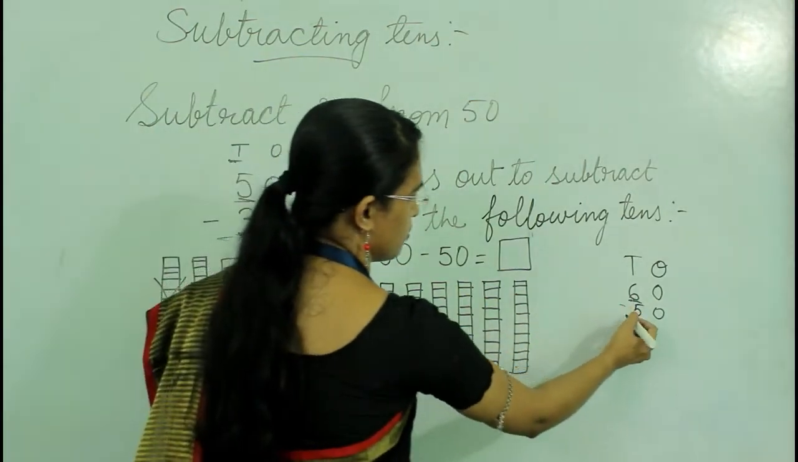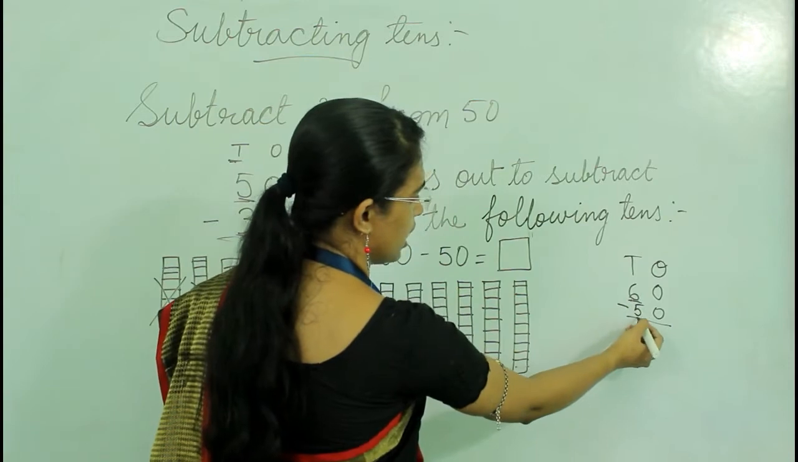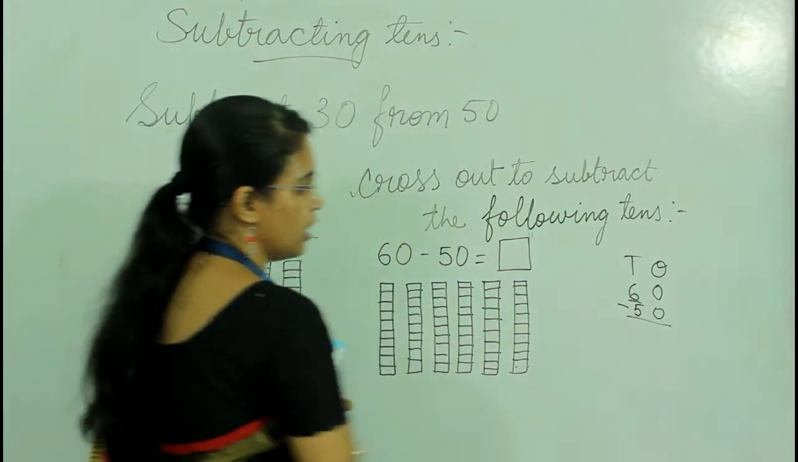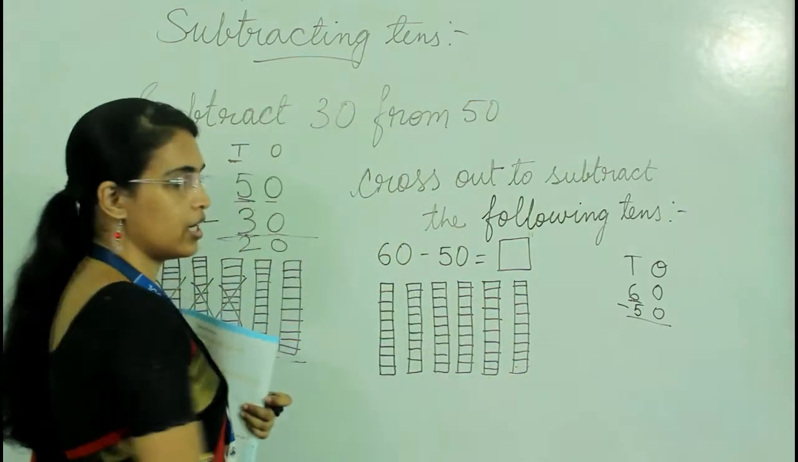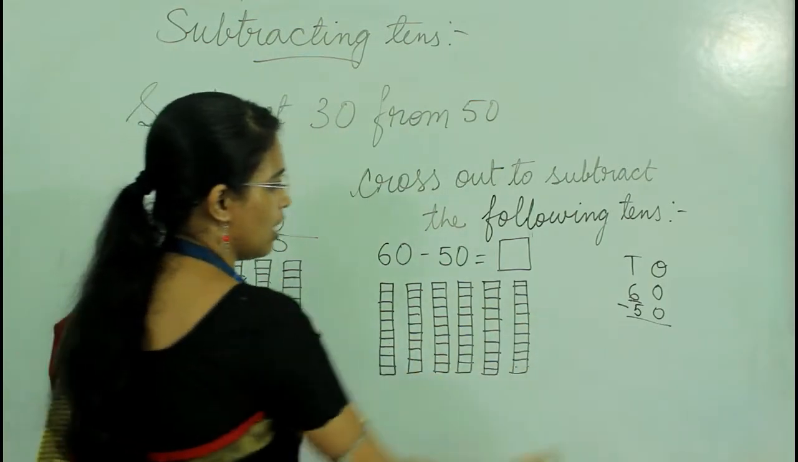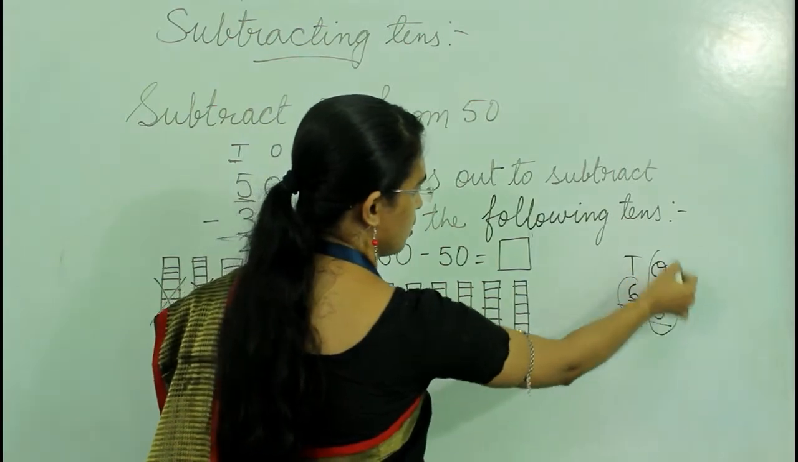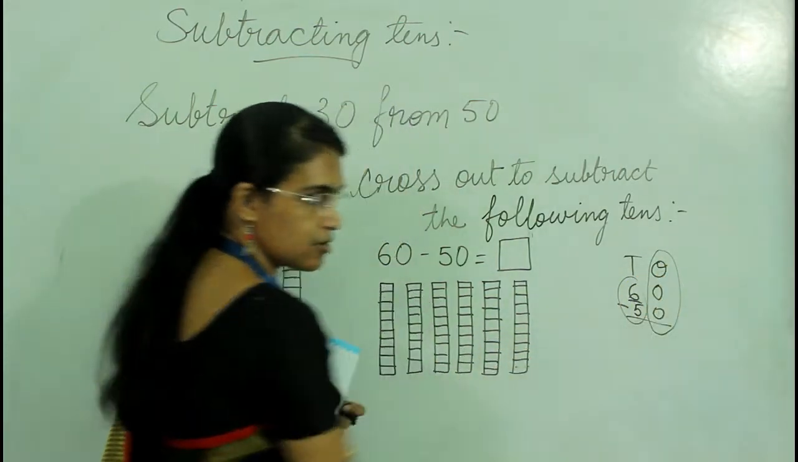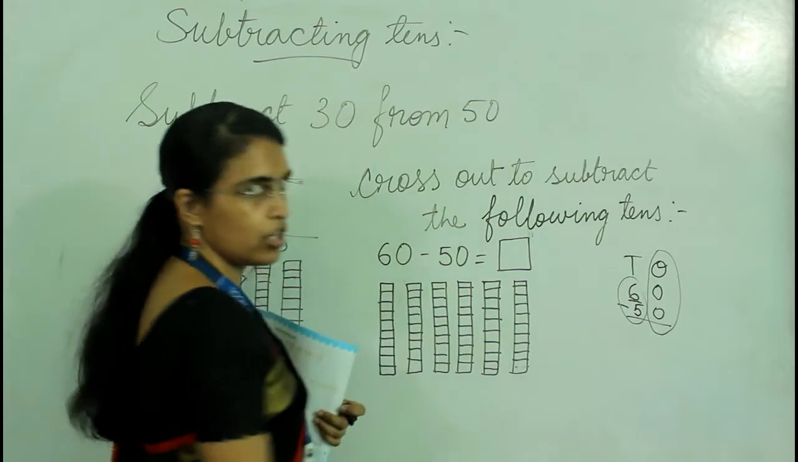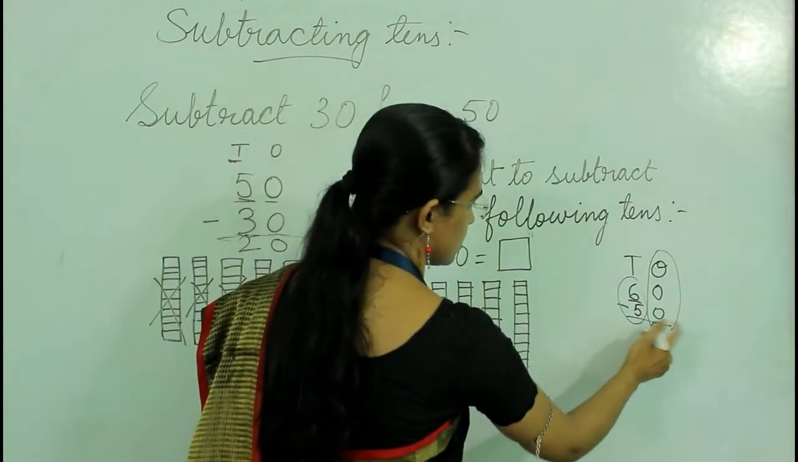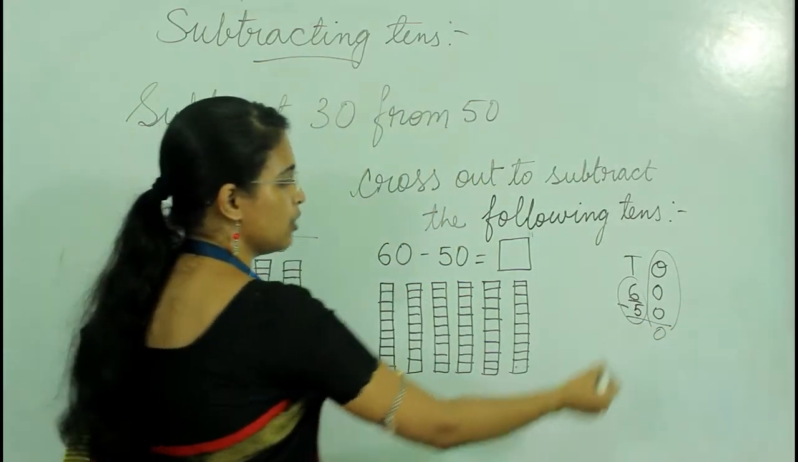Again, here we have 5 and here again we have 0. So again we don't need to draw anything. Now what we have to do? First we will do the ones place. So 0 minus 0 equals 0. The answer is 0. And now we will do the tens place.